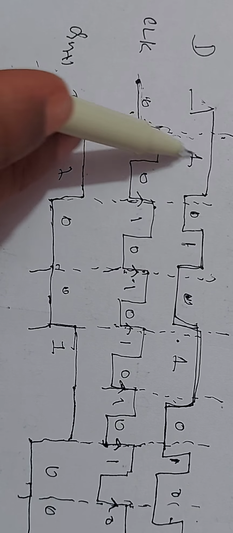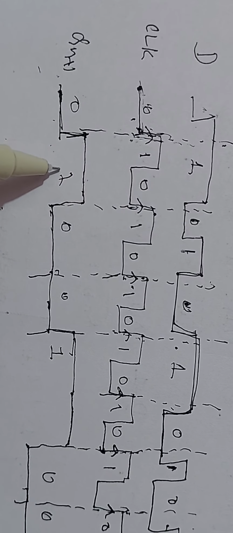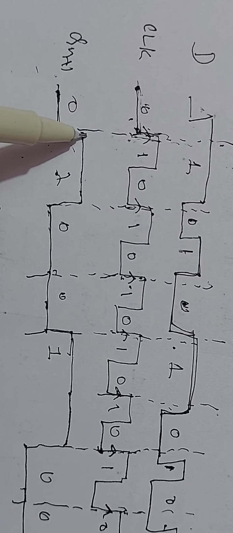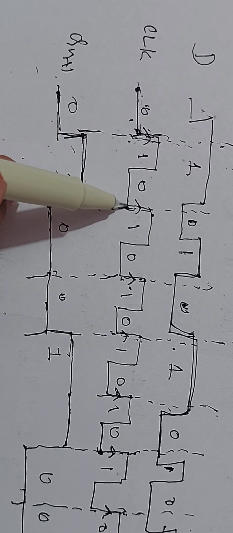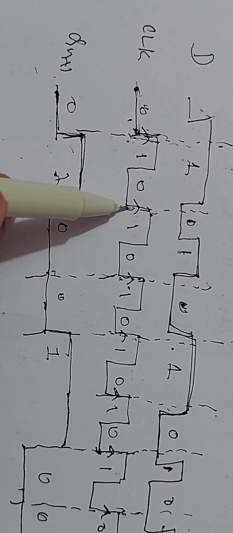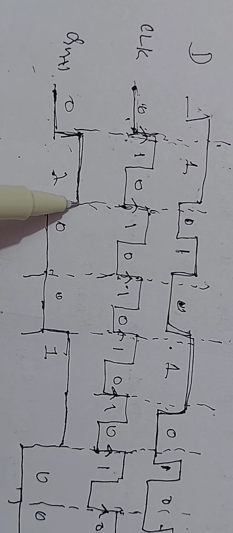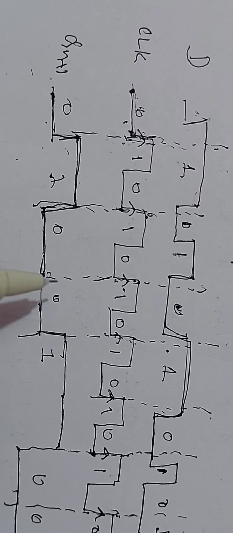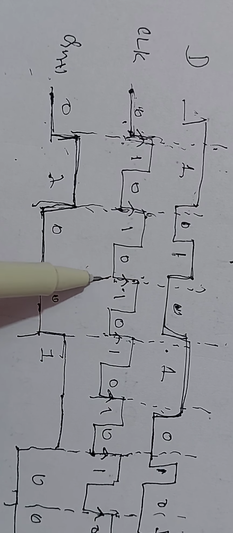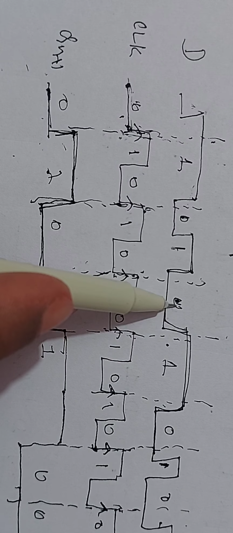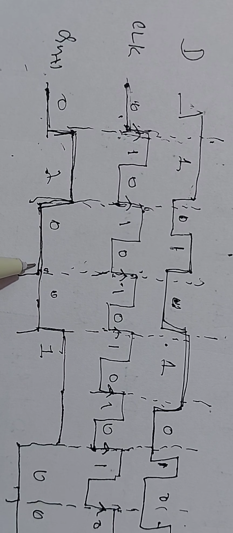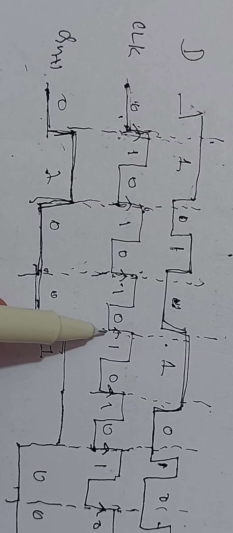At this clock pulse, D is 1. Therefore, the output goes to 1, and it remains until the next clock pulse. And at this clock pulse, the value of D is 0. Therefore, the output goes to 0 from 1, and remains 0 until the next clock pulse. At this clock pulse, the value of D is 0, and therefore the output remains 0 till the next clock pulse.